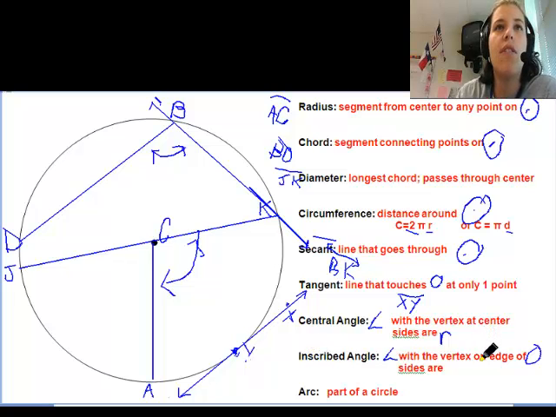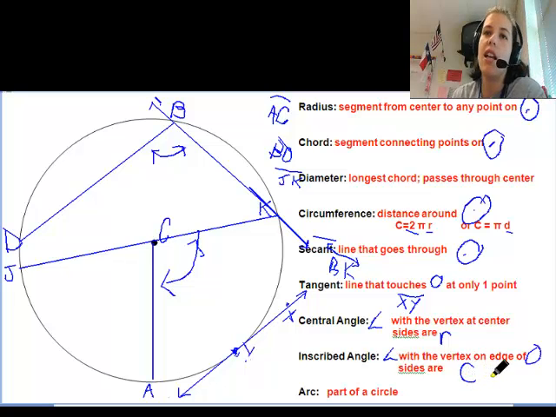Now notice if the vertex is on the circle, then the sides are actually going to be chords, not radii. So this is kind of important because sometimes they might not give us a picture. They're going to tell us that two chords intersect on the circle, and we've got to understand that that's now an inscribed angle. Okay. All right.